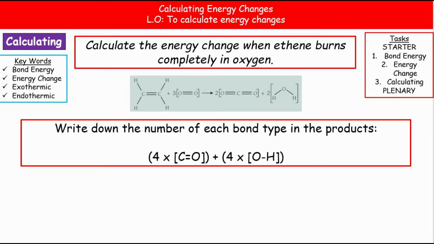Now we need to repeat that process for our product, so on the right hand side of the arrow. So what we've got are 2 moles of carbon dioxide, so that's obviously in each carbon dioxide molecule 2 carbon double bond oxygens, so 2 times 2 gives us 4, and we've got 2 moles of water, and each water has 2 oxygen hydrogen bonds, so again 2 times 2 is 4, so we've got 4 times our carbon double bond oxygen plus 4 times our oxygen hydrogen.